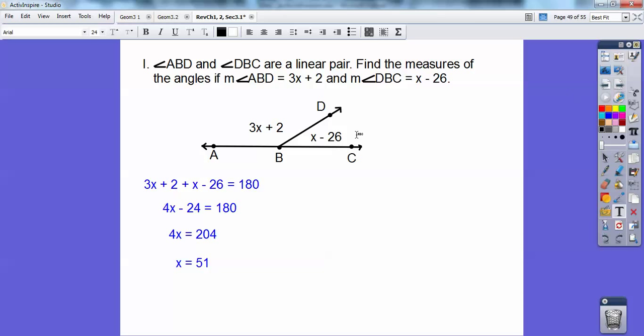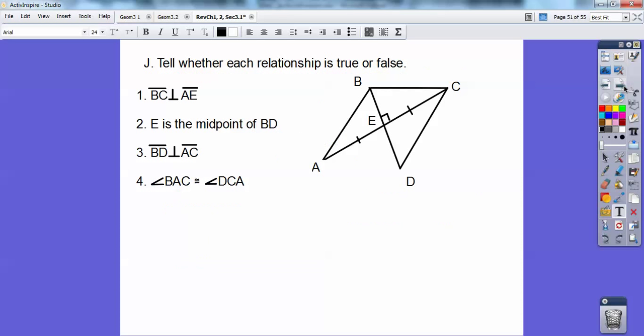Yeah, I do. All right, so straight lines equal 180, so I went ahead and added those up to make them 180 and got x equals 51. Okay, now that's not the answer. X is almost always not the answer. Plug in 51 right here and 51 right here, and I end up getting 155 degrees and 25 degrees. All right, almost done. Okay, so tell whether each relationship is true or false.